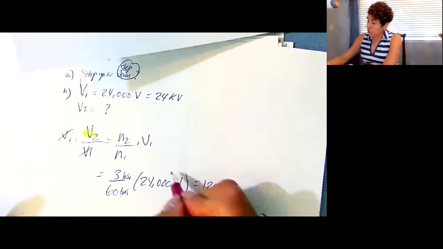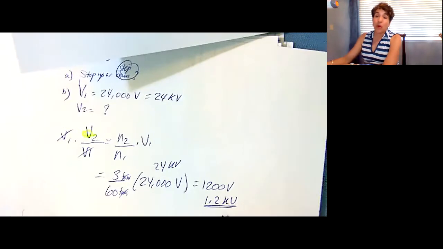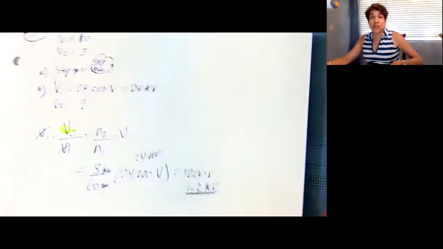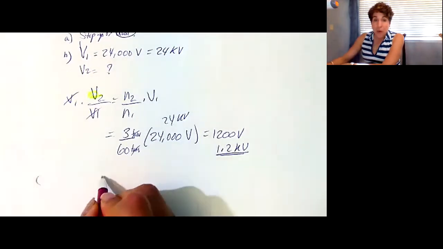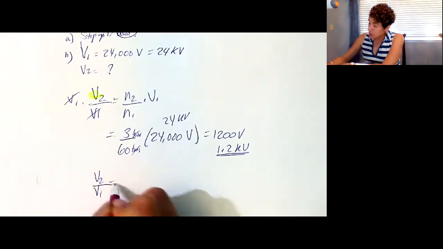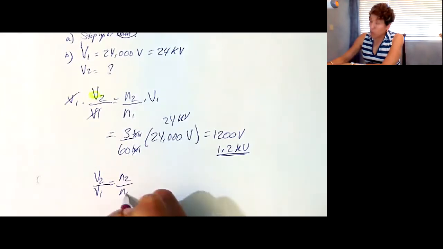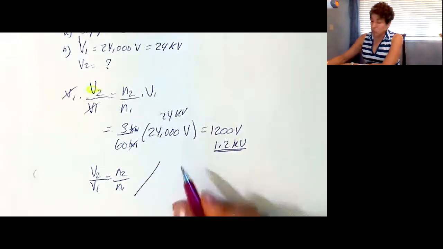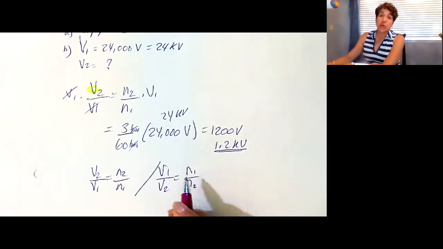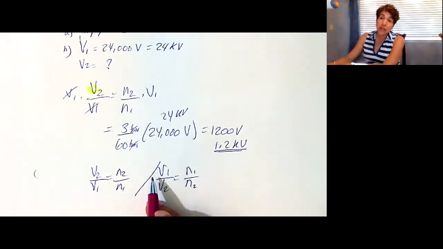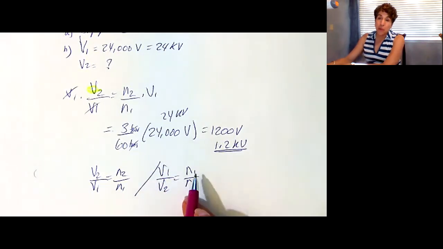So I went from 24 kilovolts down to 1.2, and all I had to do was change the number of turns in the primary and secondary. So again, all these problems are the same thing. V2 over V1 is equal to N2 over N1, or if it's more convenient for you, V1 over V2 is N1 over N2. The ratio of the turns is proportional to the ratio of the input to the output voltage, or the primary to the secondary is proportional to the primary or secondary turns.